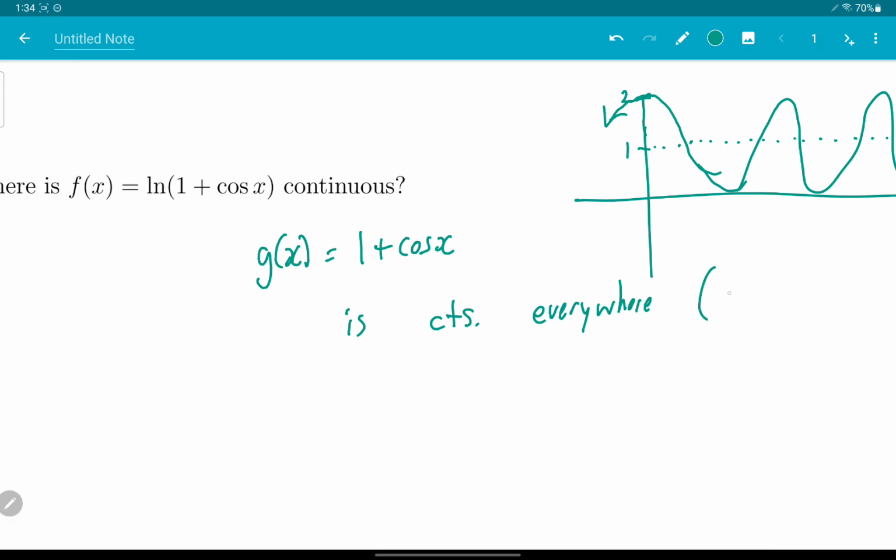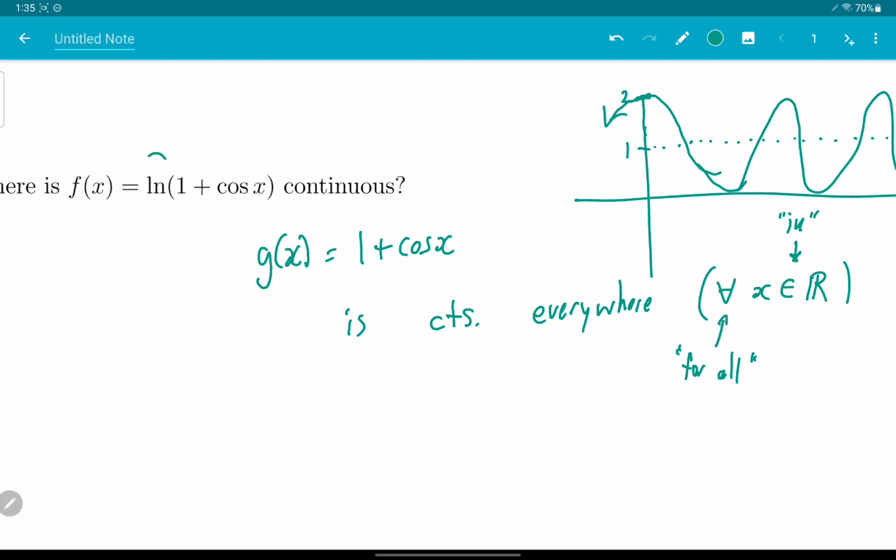And in math language, we could say for all. This upside down A means for all. For all x in the real numbers. Okay, so that's g of x.